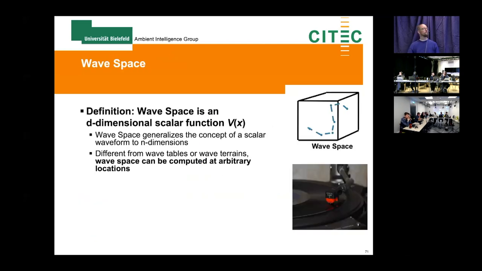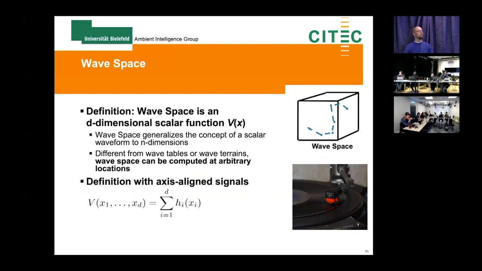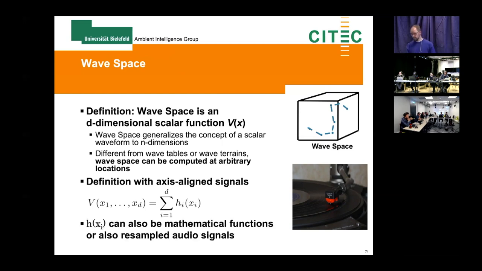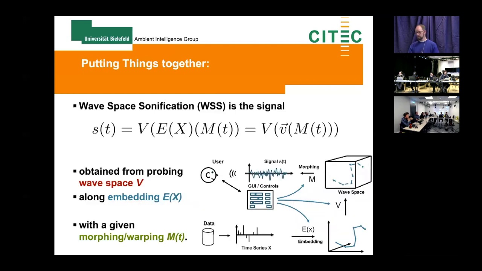And then to the wave space, there are many opportunities how you can define a wave space. The most simple one would be an axis-aligned signal, so that in each direction of your wave space, you would have, let's say, a sine signal of different frequency. Then if you move that way, you would hear something different from if you move that way in the wave space. And you can craft your mathematical functions very differently also. So that's wave space sonification in a nutshell. Mathematically, it's just a wave space on an embedding scanned with a certain morphed time control.